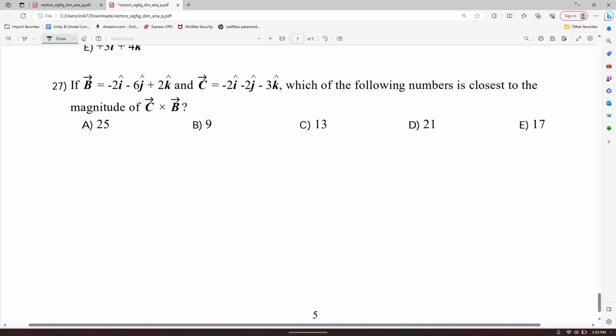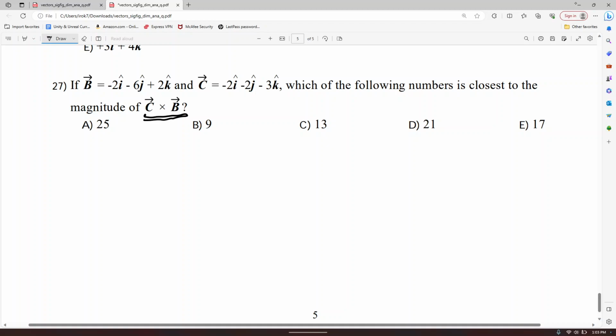So we have vector b equals -2i, -6j, plus 2k, and we have vector c, which equals -2i, -2j, and -3k. Now, which one of these following numbers is closest to the magnitude of c times b? This is really important because it will affect your answer. You need to make sure that you're looking at this part right here. You need to understand that it's asking what's vector c times vector b, and whatever order you write down is going to affect your problem.